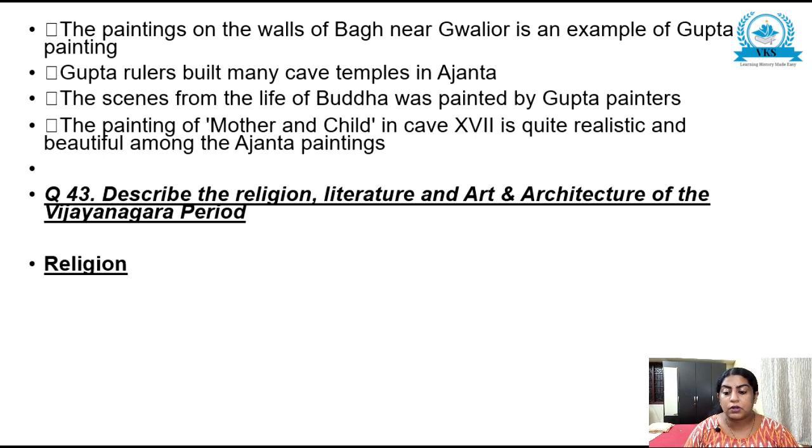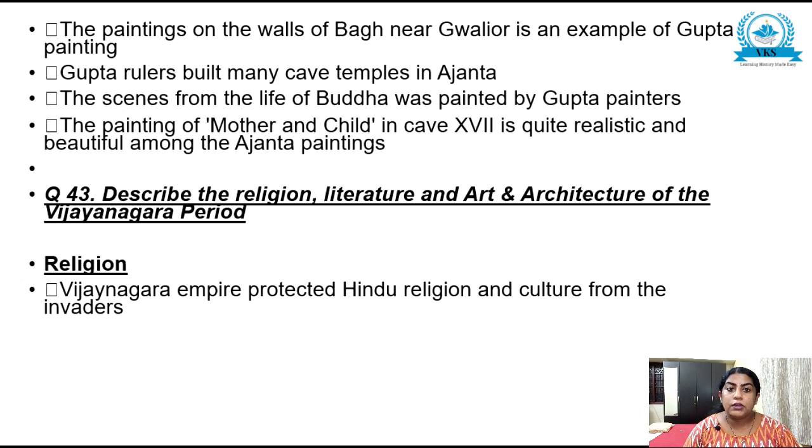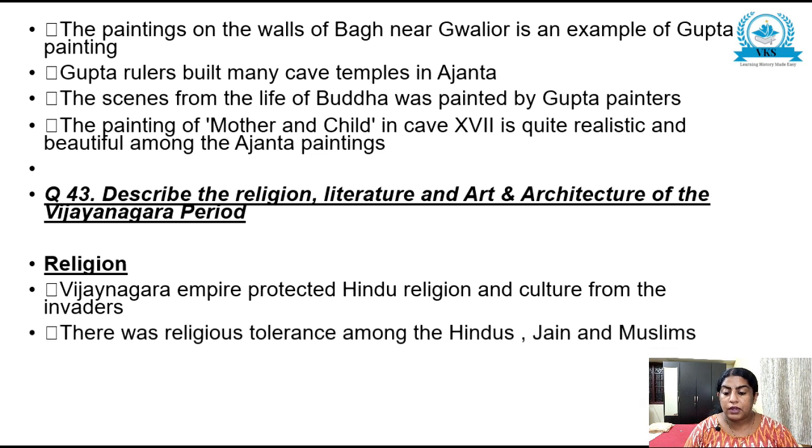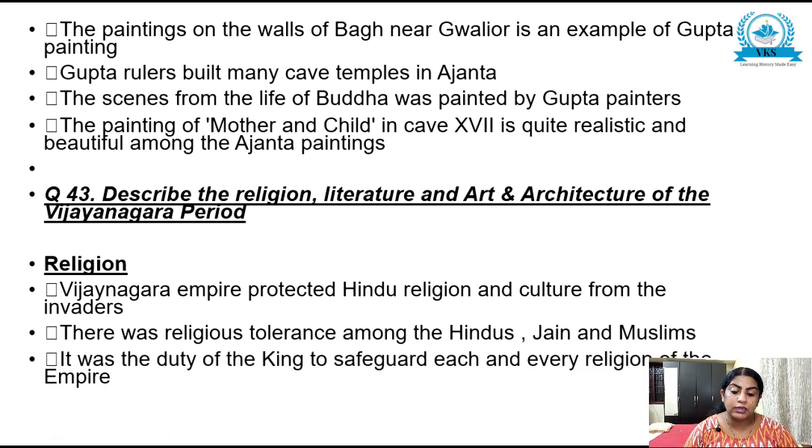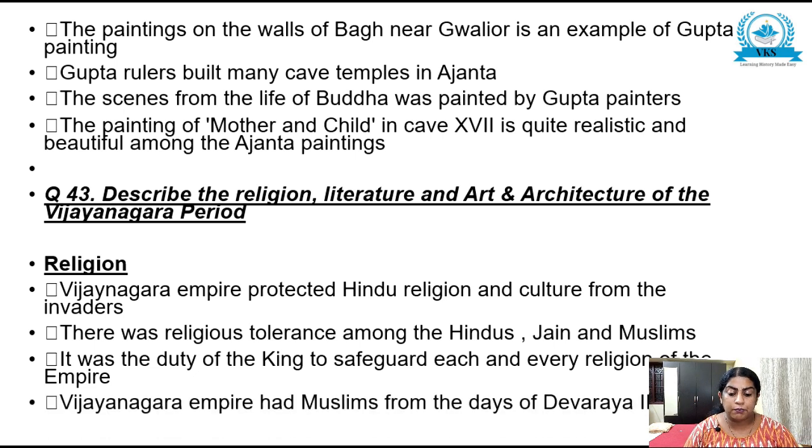First, about religion. As an introduction, here also you can write that the Vijayanagara period also gave a lot of contributions in the field of religion, literature, art and architecture. And then you can write the first subheading, religion. The Vijayanagara Empire protected Hindu religion and culture from the invaders. And there was religious tolerance among the Hindus, Jains and Muslims. It was the duty of the king to safeguard each and every religion of the empire. And the Vijayanagara Empire had Muslims from the days of Devaraya too.